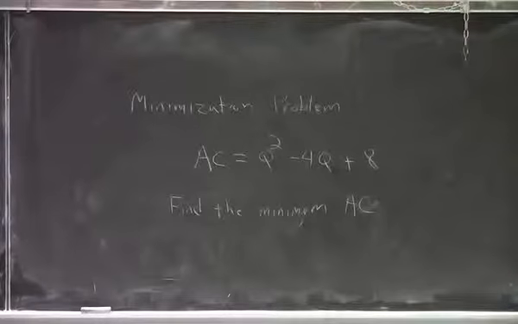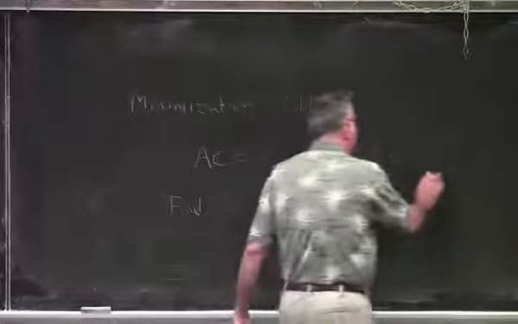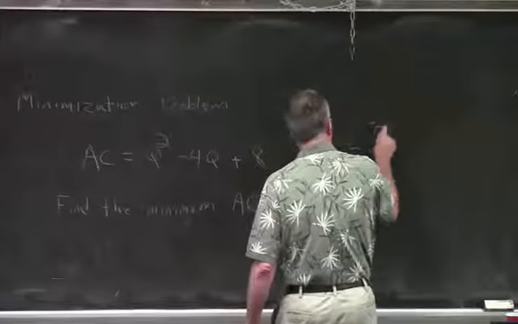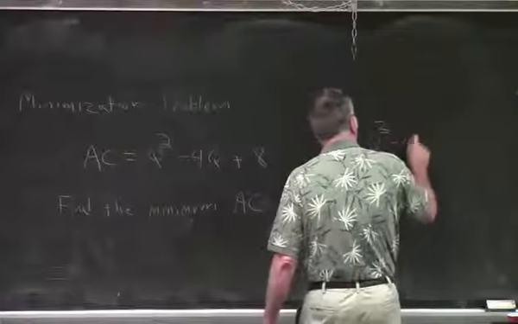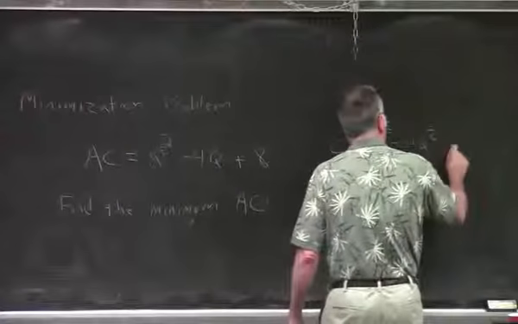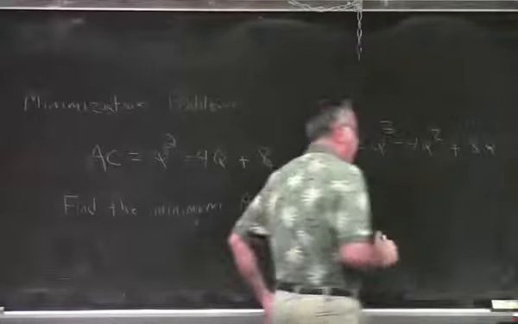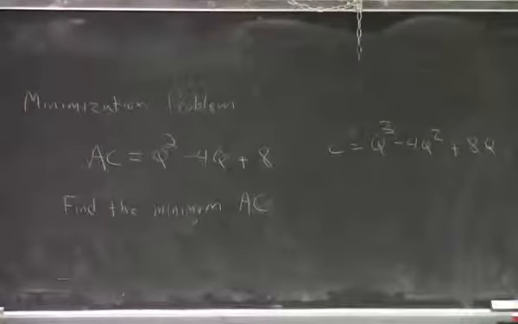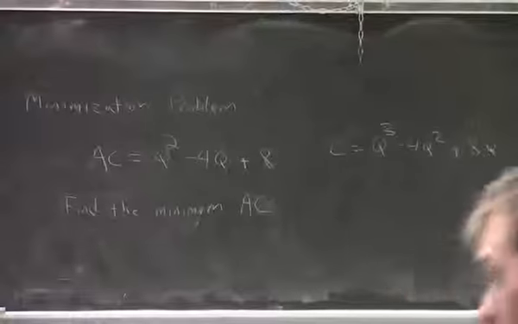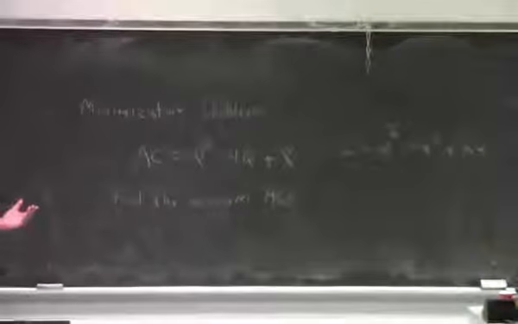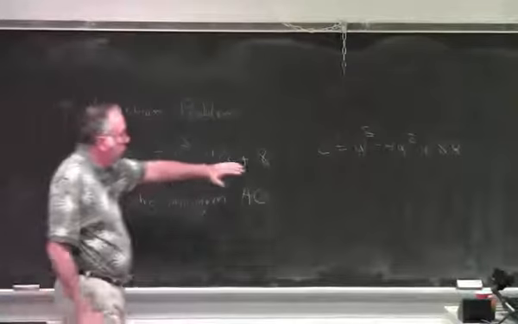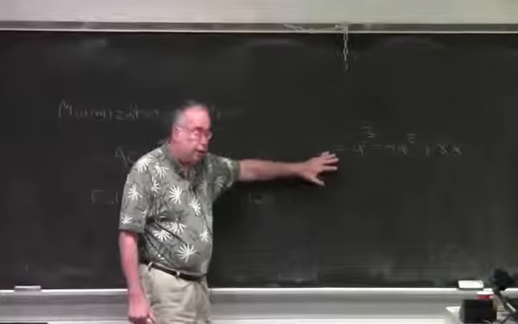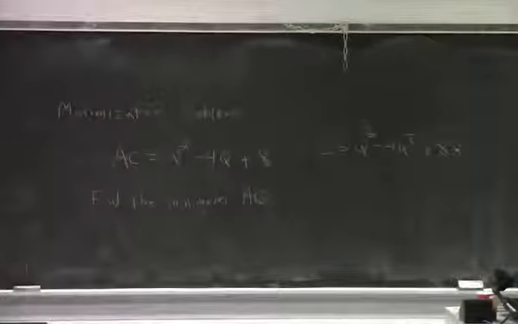Notice the total cost function corresponding to this average cost function is just multiplied by q: q cubed minus 4q squared plus 8q. I could have given you this total cost function and then said, find minimum average cost for this total cost function. In which case, all you would have had to do to get your objective function was to divide both sides of this equation by q. And you would get this average cost function.